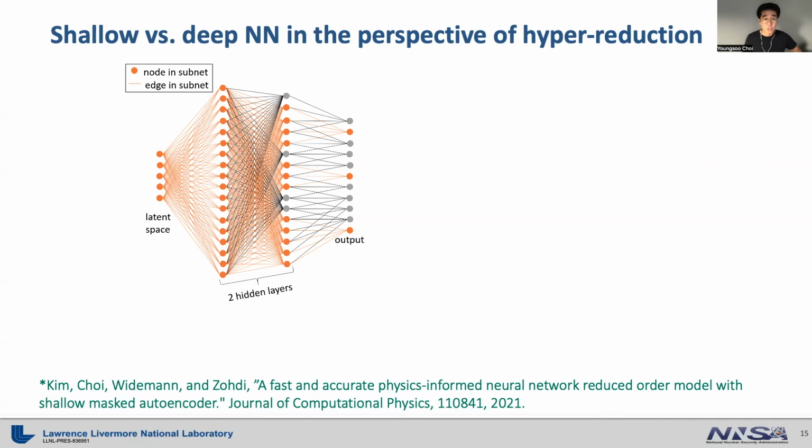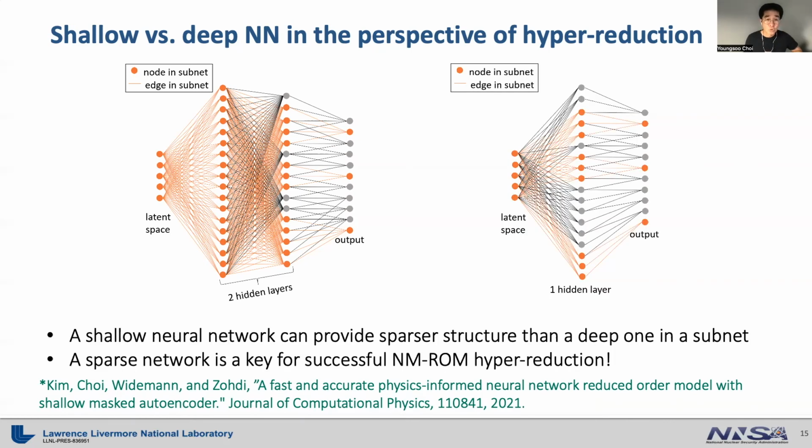nonlinear manifold reduced models. Instead, we chose to use the shallow neural network, which has a sparse structure. By doing so, the number of hidden nodes connected to the selected outputs for the hyperreduction is not increasing exponentially. So the computation of the Jacobian of the neural net can be done as efficiently as possible. This is how we achieve the efficiency of the nonlinear manifold reduced models.